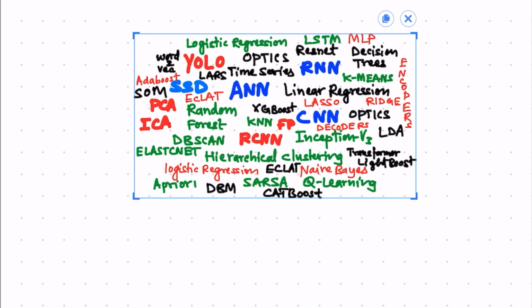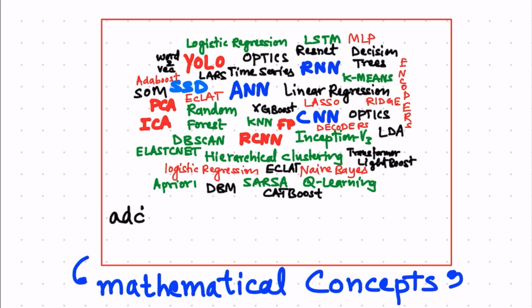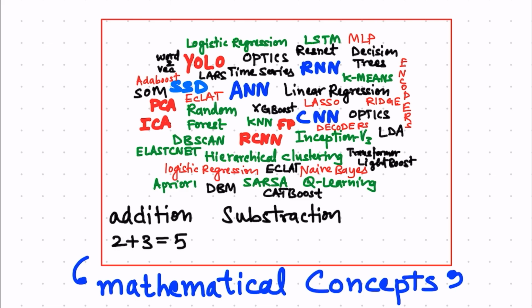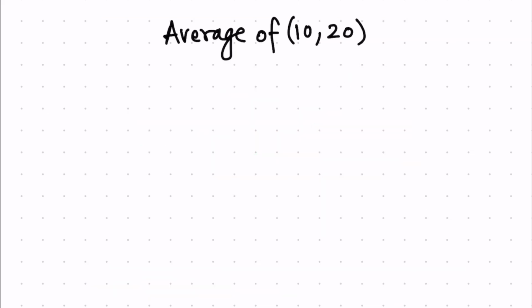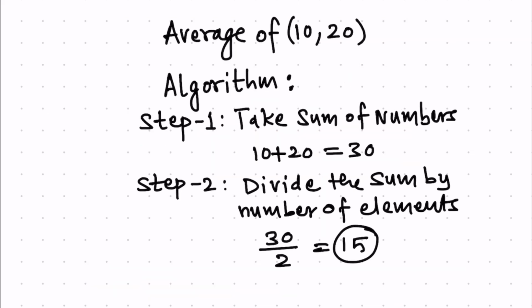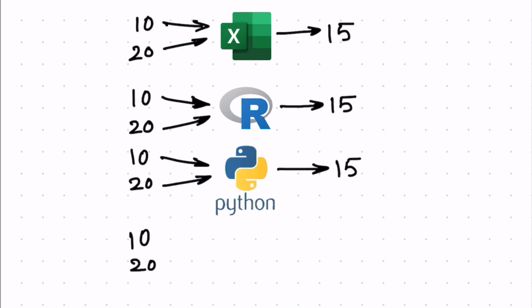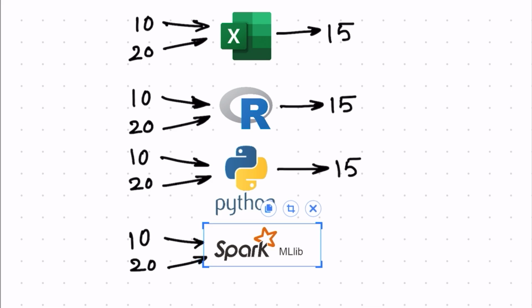But the important thing to understand about machine learning algorithms is that these are mathematical concepts, just like basic algorithms of addition, subtraction, averaging, etc. For example, if you take an average of 10 and 20, it will be 15. In Excel sheet, in R, Python, PySpark, everywhere. It will be the same because it's mathematics.